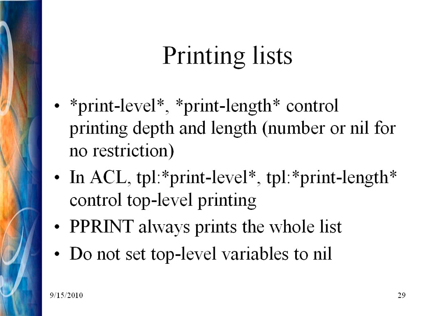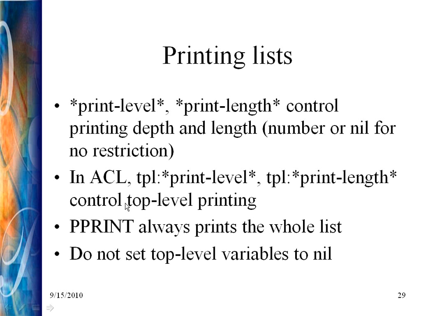Now, printing lists: there are two variables, print level and print length, that control the printing depth and length. The value of these variables can be a number, or it can be the symbol nil, meaning unrestricted. In Allegro CL, but not in standard Lisp, there are two additional variables. These are in the top-level package. They have the same names as the Common Lisp ones, but are in different packages, called TPL print level and TPL print length. And they control top-level printing.